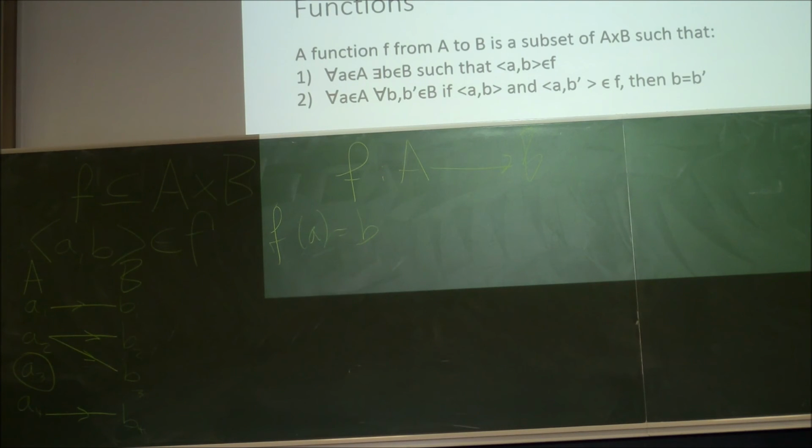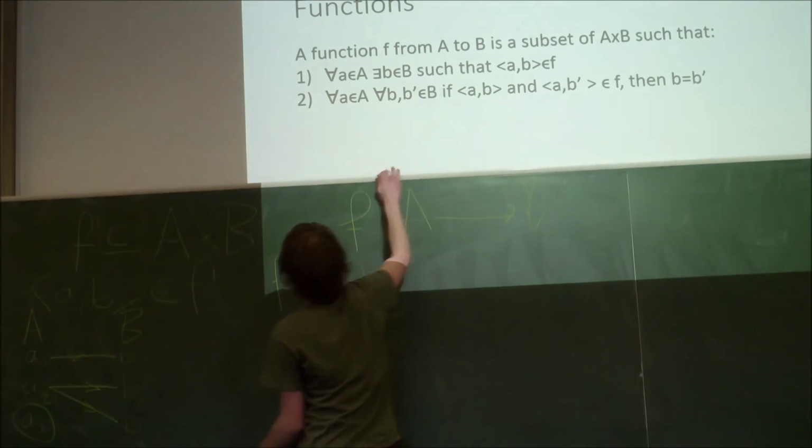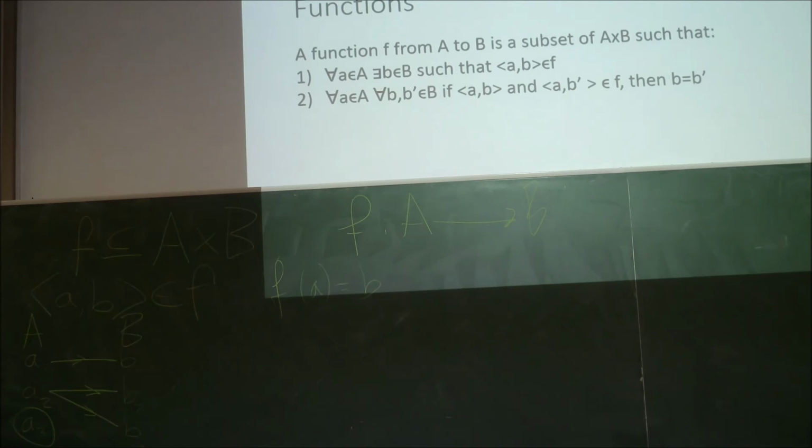So what do we want to require? The first thing: for all A in A, there's a B in B such that (A, B) is in F. So everything goes somewhere. So this can't happen. It can't be that there is an element that goes nowhere. And for the second point, for all A in A, and for all pairs of elements in the other set, if both of those happen, so if A is matched to B2 and B3, then it must actually be the case that B2 equals B3.